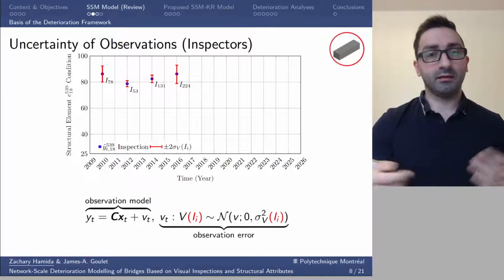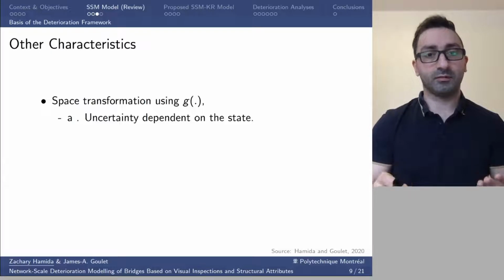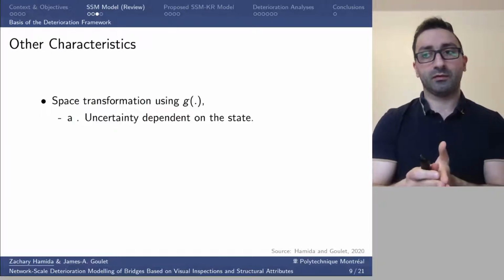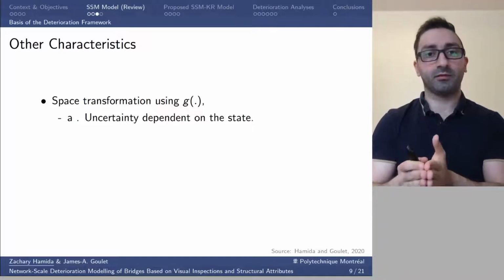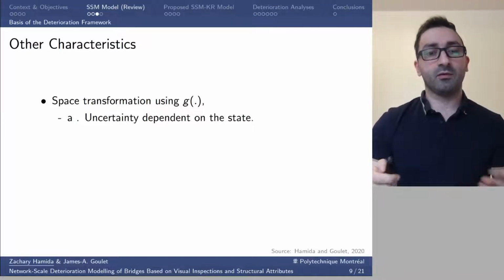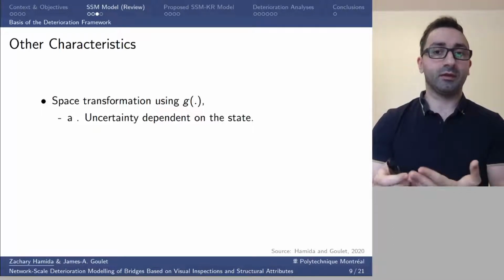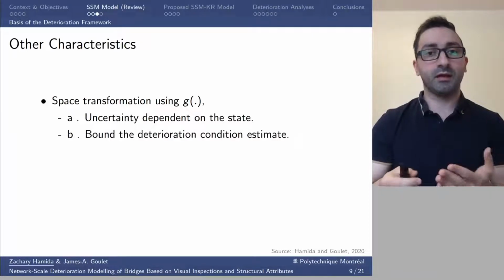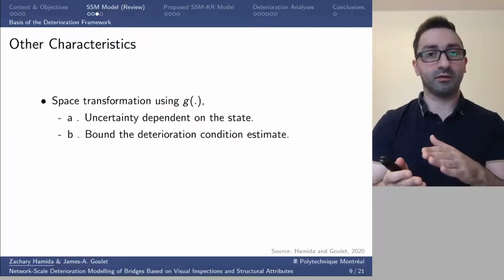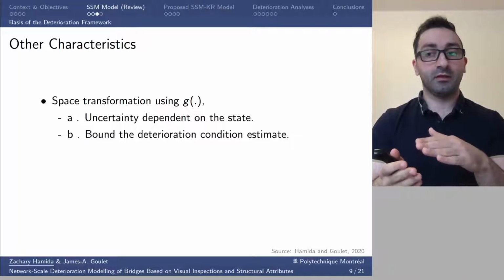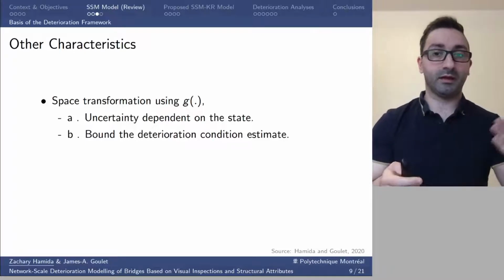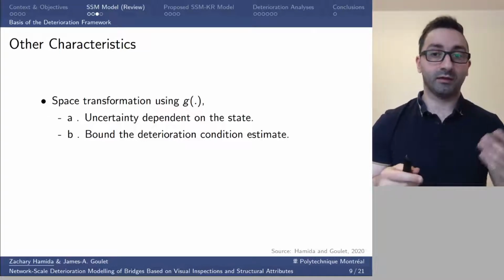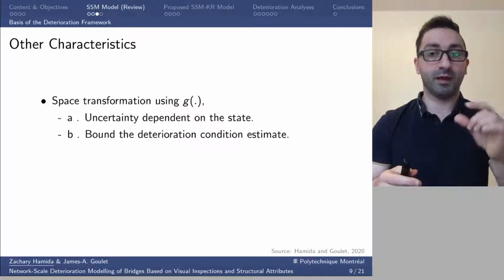The other characteristic of visual inspections is that within the SSM model that's utilized for modeling the deterioration based on visual inspections, we have a space transformation, which allows the uncertainty to be dependent on the state. And another thing, the space transformation allows bounding the deterioration condition estimates within the feasible bounds. As we said earlier, we have observations ranging from 25 to 100, so we need some way to bound this estimate.